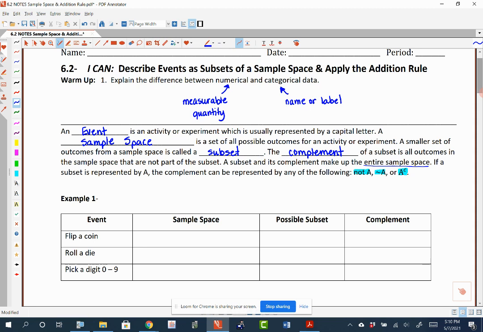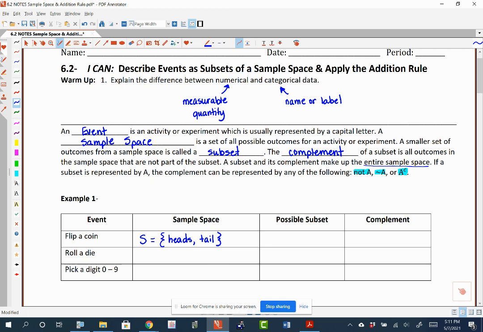So let's just practice this new vocabulary for a second. Let's look at a few different events. Remember, an event is an activity or an experiment. So my first event is to flip a coin. There can be a few different sample spaces that we could look at. I'm going to label my sample space with a capital letter, and I'm going to put in my curly brackets what my sample space is going to be. When I flip a coin, I could either get a heads or a tail.